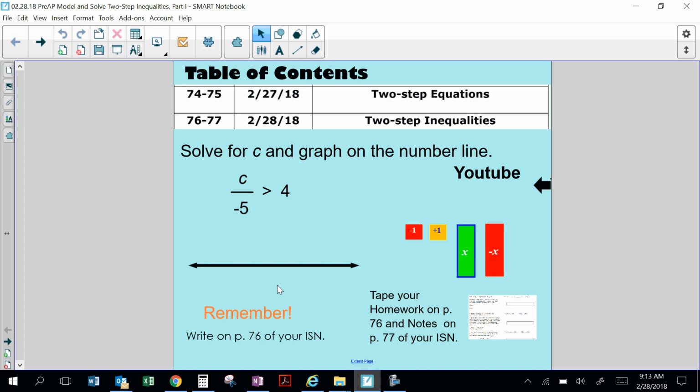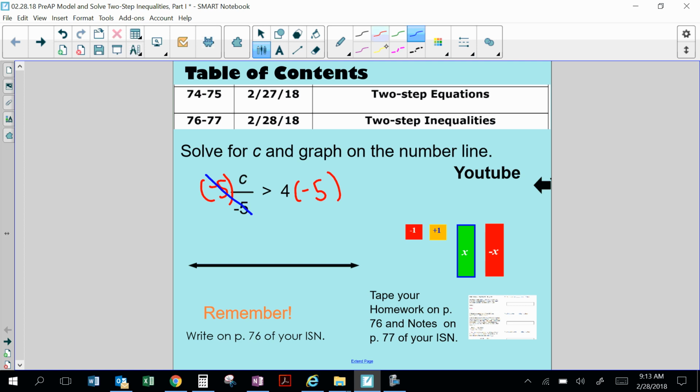Welcome back. So let's see how you solve this. First of all, is C isolated on the left side? It is not. So we are going to have to do the inverse of dividing by -5 by multiplying both sides by -5. This will cancel out because it makes one whole. So we are left with C. 4 groups of -5 is -20. So will it be C is greater than -20 or not?